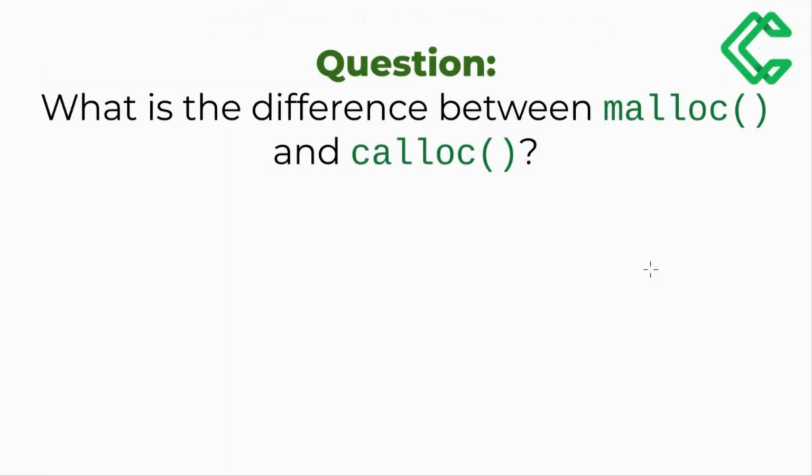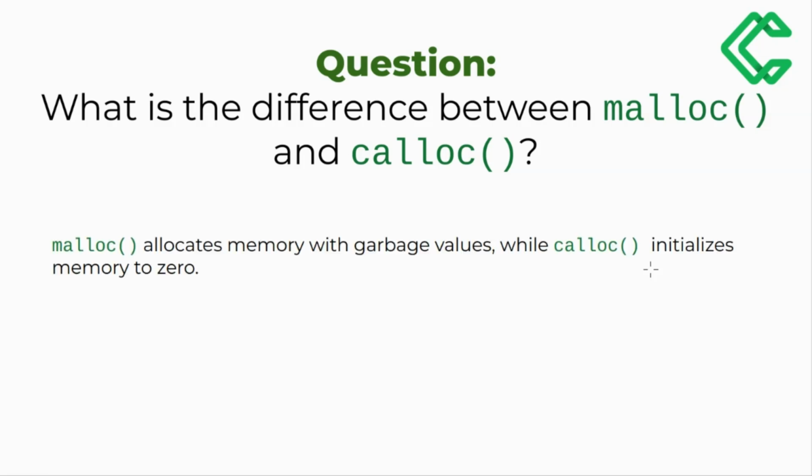Here is one more question for you. What is the difference between malloc and calloc? The main difference is that malloc allocates memory with garbage values while calloc initializes memory to 0.